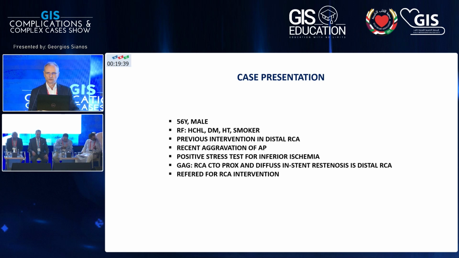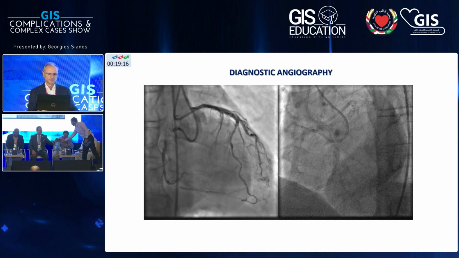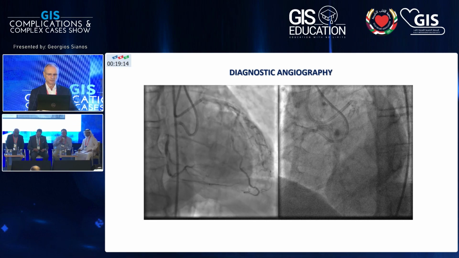In the past, he is known to have coronary artery disease with PCI to the RCA. He had an aggravation of his angina pectoris. A positive test was performed, and an angiogram showed that he had an occluded right coronary artery and diffuse in-stent stenosis in the stents in the distal part. You can see the angiogram here. This is not the diagnostic angiogram, but the planned PCI.